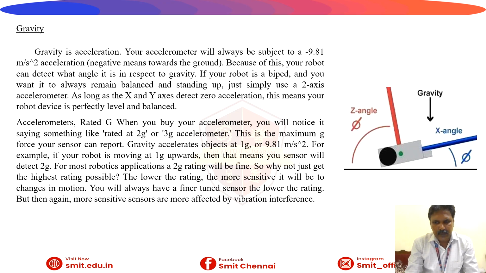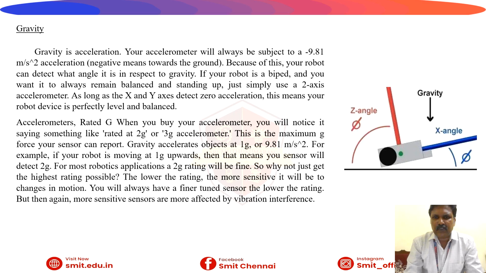Then gravity. You might have studied in your school days acceleration due to gravity, G, which is 9.81 meter per second square. Everybody is aware of the formula of gravity. Now you will have a recall on that. Gravity is acceleration. Your accelerometer will always be subjected to minus 9.81 meter per second square acceleration. Negative means towards the ground. Whenever the object is facing towards the ground it will be a positive value, and whenever it is pointing away from the ground it is a negative value.